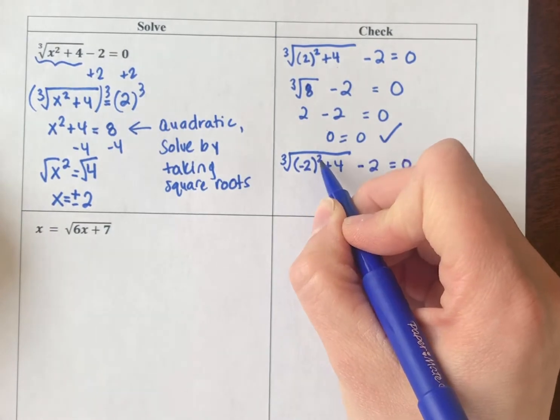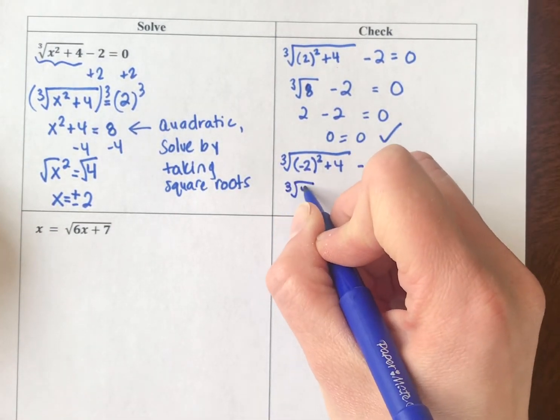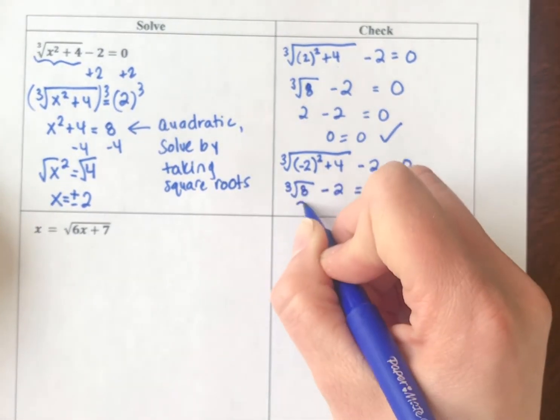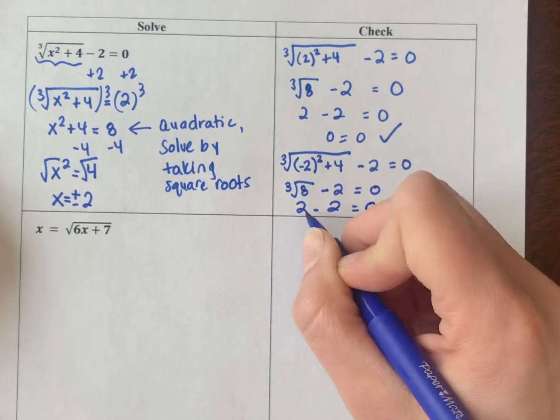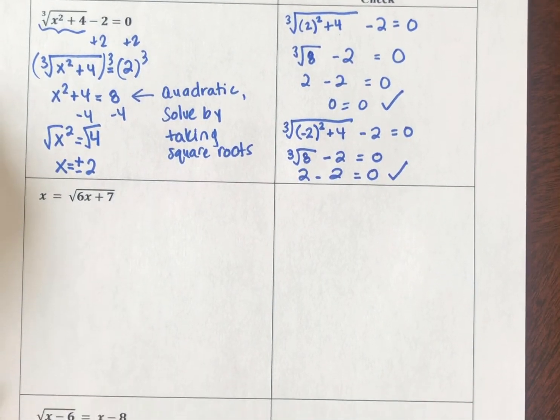Okay, negative 2 squared is also 4, and 4 plus 4 is 8. So I am going to get what I got up there. The cube root of 8 minus 2 equals 0. And the cube root of 8 is 2, and 2 minus 2 is 0. So that works out.